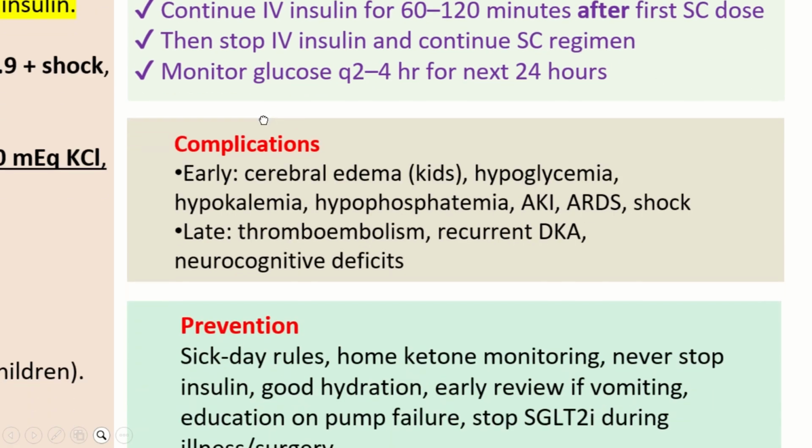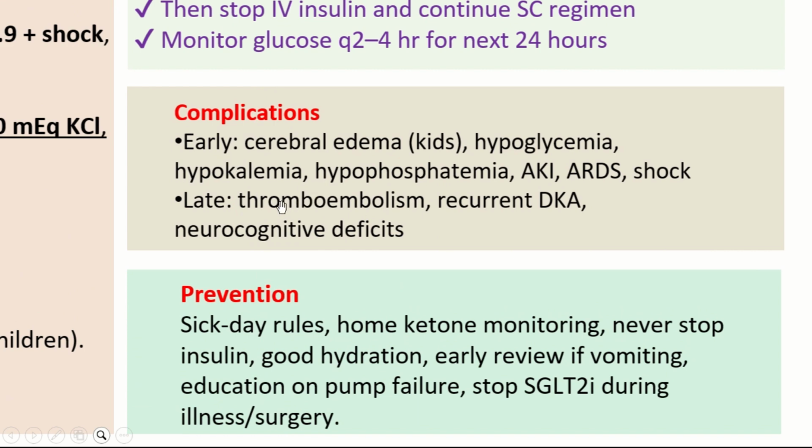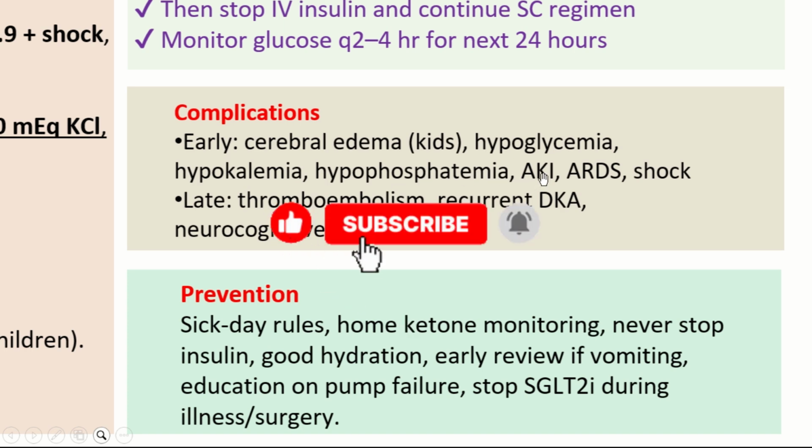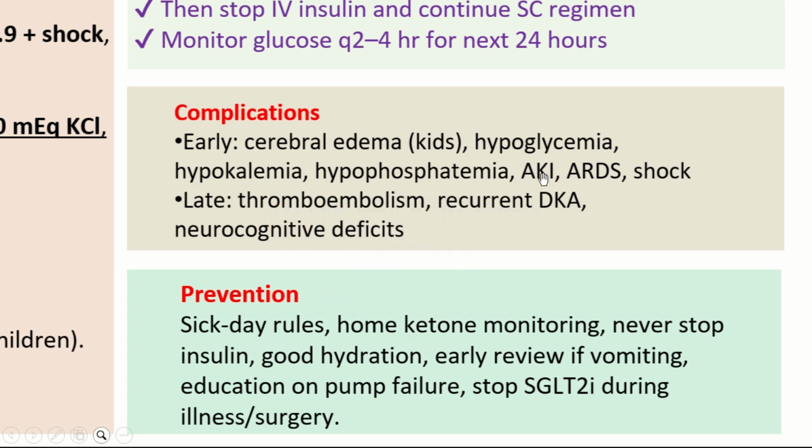So we have the complications at last, the complications of DKA. We're going to have the early ones, which include cerebral edema, hypoglycemia, hypokalemia, hypophosphatemia, acute kidney injury because of the shock, acute respiratory distress syndrome because of the fluid sometimes, then shock. Then the late, we may have thromboembolism, we can have recurrent DKA and neurocognitive deficits.